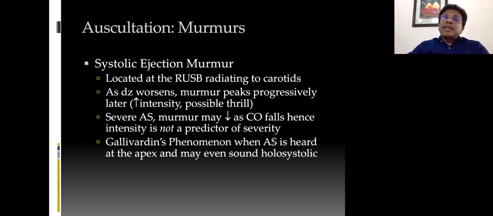The other important finding is the murmur, which is an ejection systolic murmur. It's a crescendo-decrescendo murmur. As the intensity of the obstruction increases, the murmur peaks later, and the second heart sound becomes single. So an ejection systolic murmur with late peaking is characteristic of severe aortic stenosis.